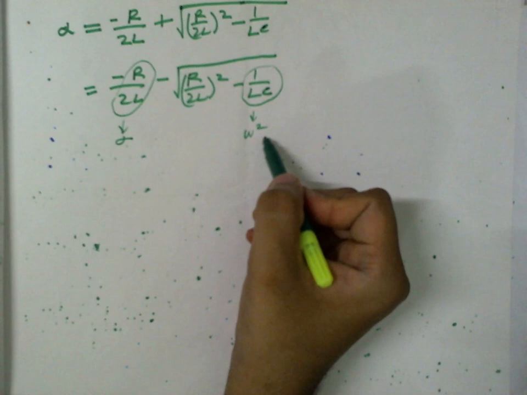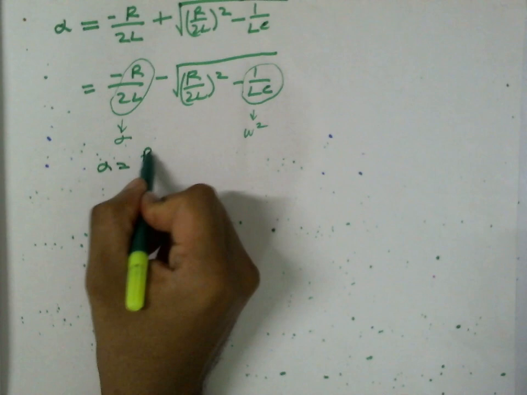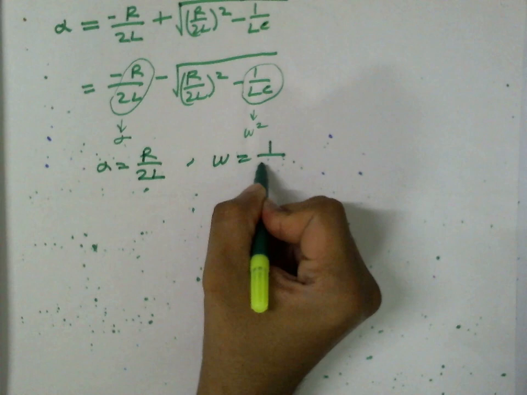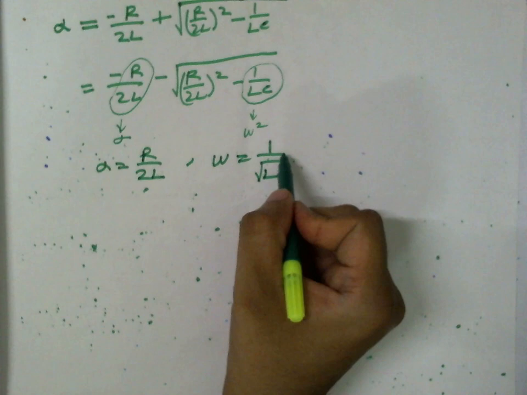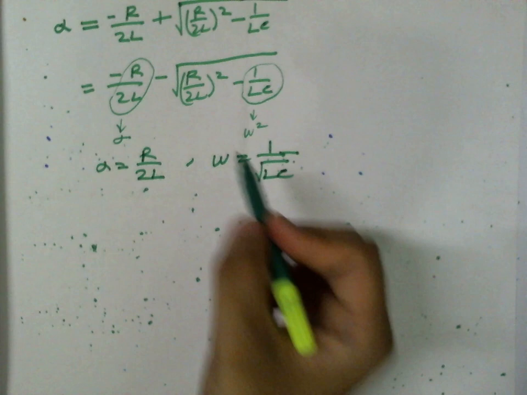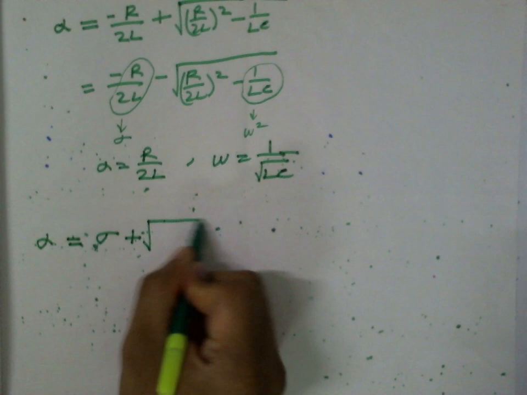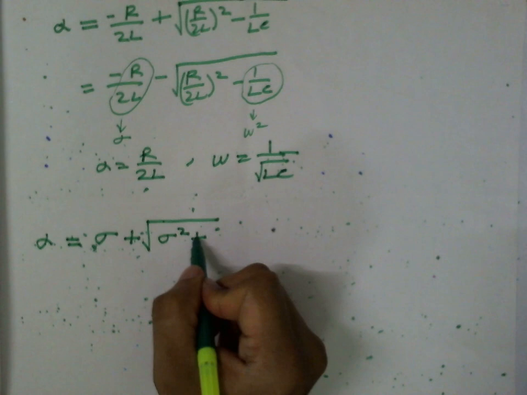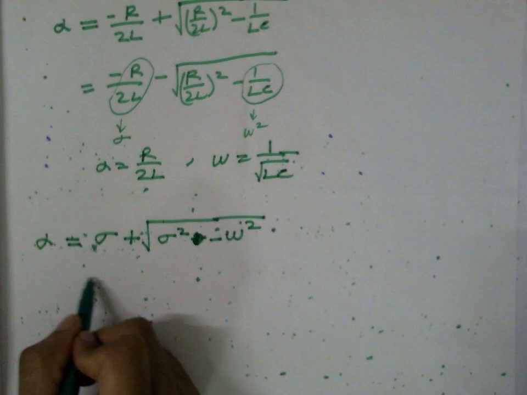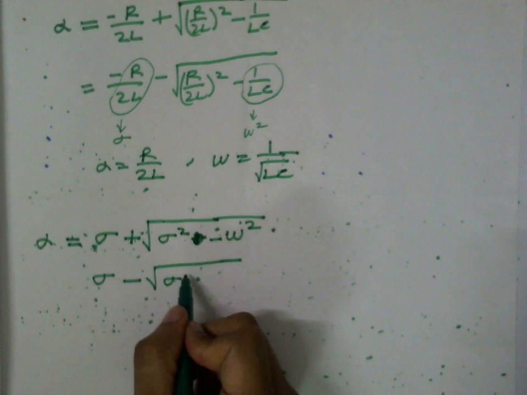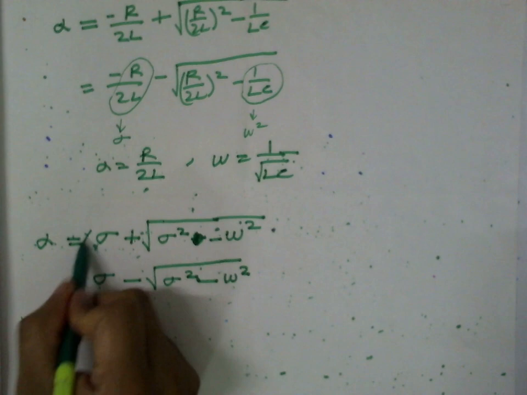So sigma is equal to R by 2L and omega is equal to 1 by root over LC. This term has a physical meaning. It is a special property of the circuit. We'll see what it is. So let's denote with the symbols for now in shorthand. So we have alpha is equal to either minus sigma plus root over sigma squared minus omega square, or it can be minus sigma minus root over sigma square minus omega square. So these are the two possible solutions for alpha.